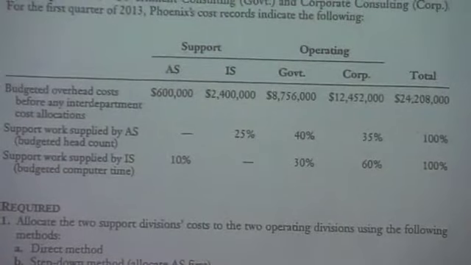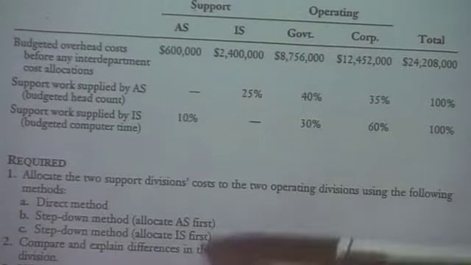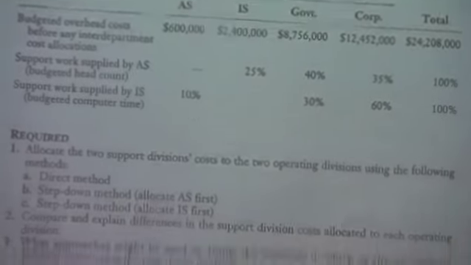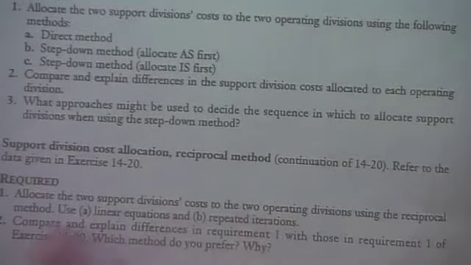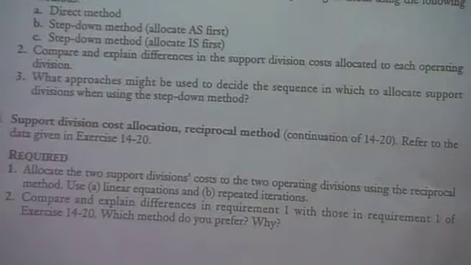Now, in the previous video, we went through the allocation between direct and step down. What we're going to focus on is this part. It says allocate the two support departments using a reciprocal method, and that's what we're going to do. And part 2 says let's take the results from the previous video, plus the reciprocal method, and figure out which one makes sense. So under the reciprocal method, we need to actually provide an equation.